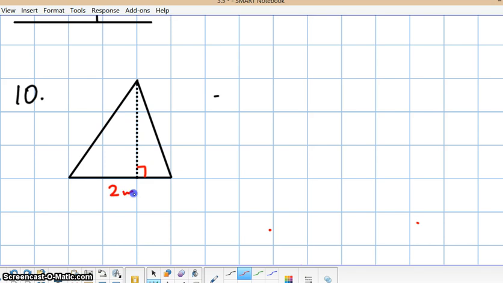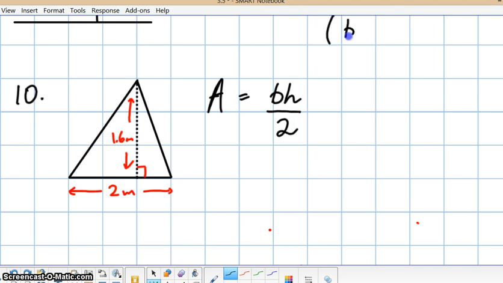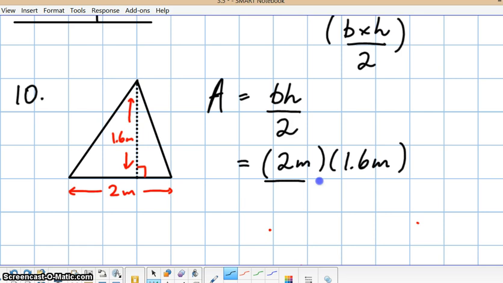And it's 1.6 meters this way. Okay, remember that we need to apply first or write down the area formula for the area of a triangle. You always write this down first. It is base times height divided by 2. You could also do b times h divided by 2. It's up to you as to how you want to do it, okay? In this case, you always show your substitution. The base is 2 meters times the height is 1.6 meters divided by 2.